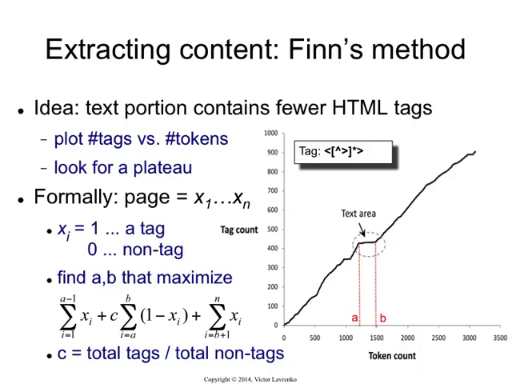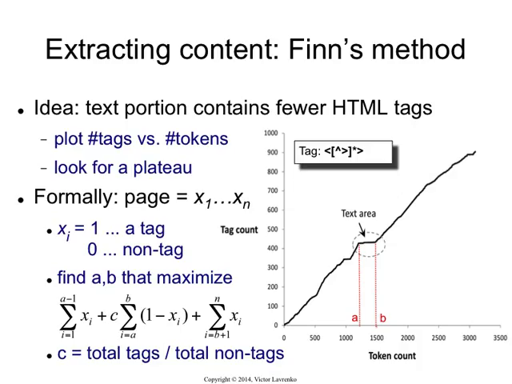So if there was a tag, I'm adding a 0, and if there was a word, a non-tag, I'd be adding a 1. So that overall expression says how many tags do I have on the left, plus how many tags I have on the right, plus how many non-tags I have in the middle. And what you want to do is find A and B such that this quantity is maximized.